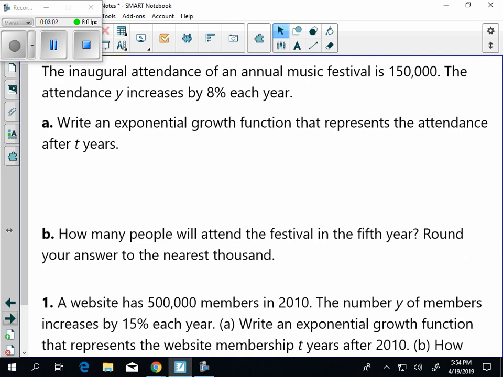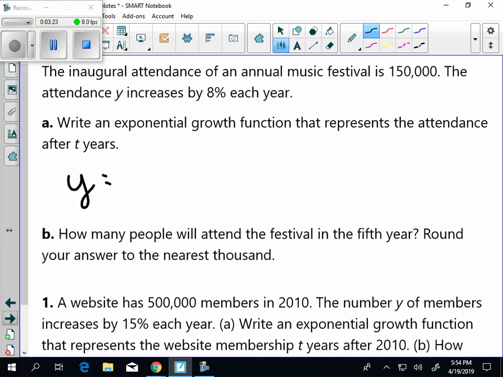So the very first thing we're going to do here is take a couple of real-life situations that are either growth or decay, and write a basic model for it. It says the inaugural attendance for an annual music festival is 150,000. The attendance y increases by 8% each year. A says to write an exponential growth function that represents the attendance after t years.